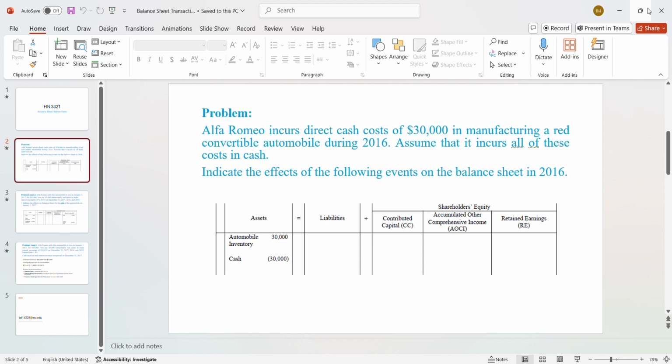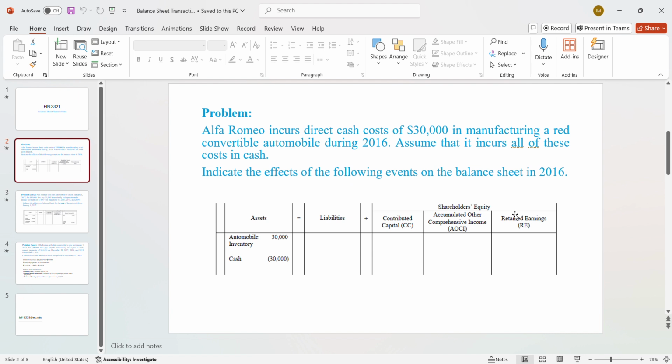It says Alfa Romeo incurs direct cash cost of $30,000 in manufacturing a red convertible automobile during 2016. Assume that it incurs all of this cost in cash. Indicate the effects of the following events on the balance sheet in 2016.